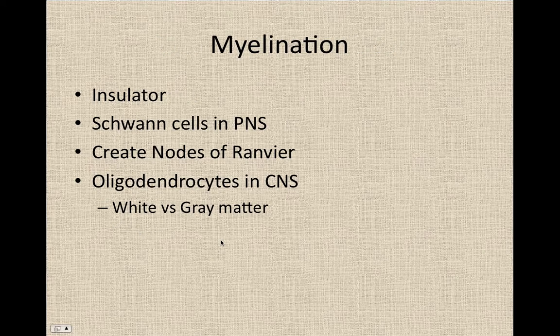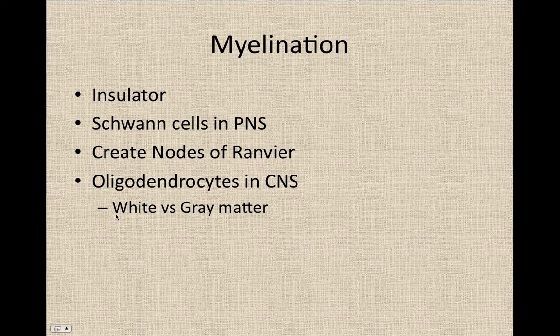Okay. So myelination is going to be an insulator. And insulation means that you're going to be able to skip those segments. Okay, the Schwann cells are going to create the myelin in the peripheral nervous system, whereas the oligodendrocytes are going to create the myelin in the central nervous system. Okay, those nodes of Ranvier are going to be the little holes between the myelination, which will allow it again to skip segments of the nerve or the neuron.